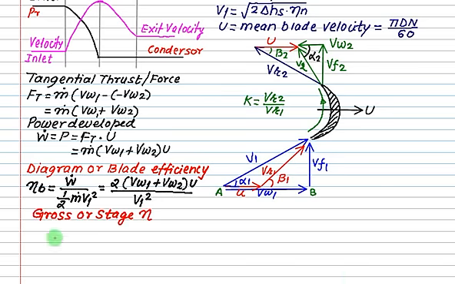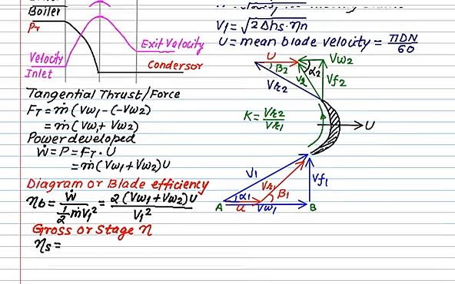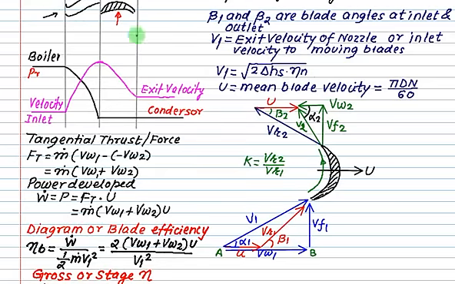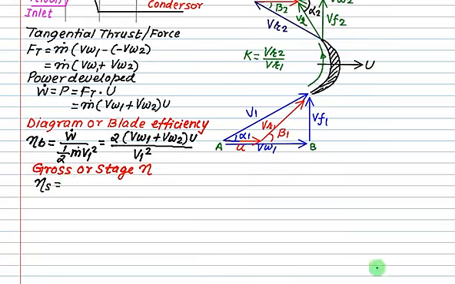The gross or stage efficiency is represented by eta S. So your stage consists of a nozzle and the moving blade. So it is a product of two quantities, that is the nozzle efficiency multiplied by the blade efficiency.